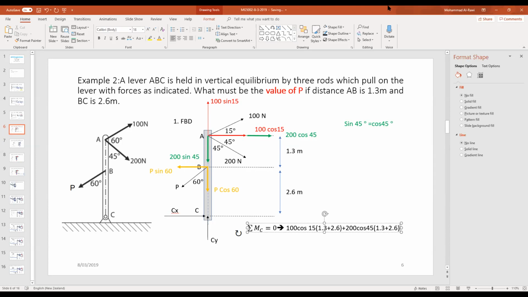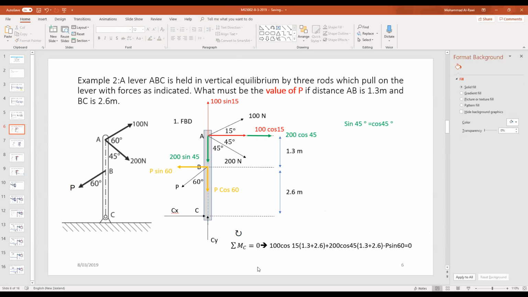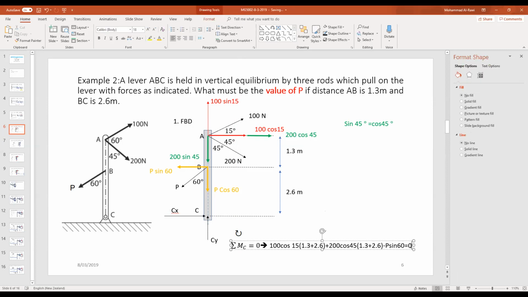Now, what's next? This force. If you look, both of them are rotating the level clockwise. This one will rotate it anti-clockwise. So it will be minus P sine 60 degrees equals to 0. So now we generated one equation with one unknown. It's called the force P. So you rearrange this equation, and I will give you time to find me the value for the force P, and please state the units.